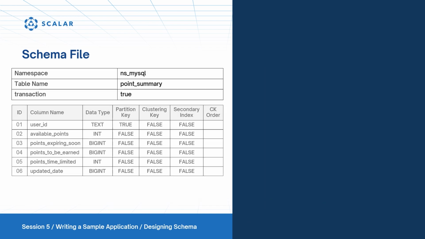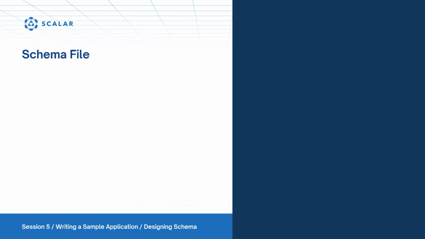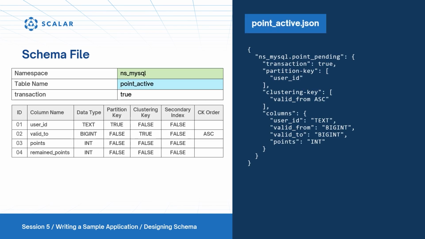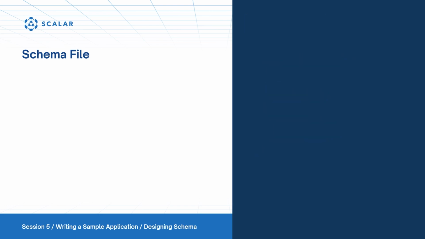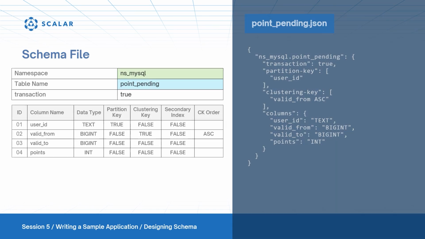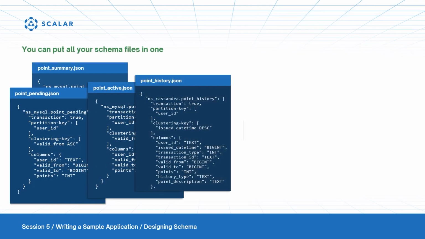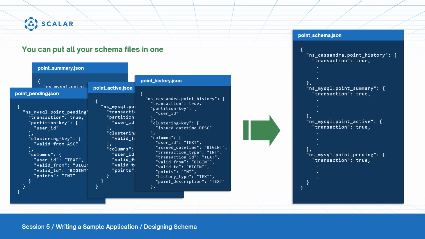Similarly, here is the schema definition for the point summary table. This is the schema definition for the point active table. This is the schema definition for the point pending table. In the example, we created separate schema definition files, but it is also possible to combine them into one file.